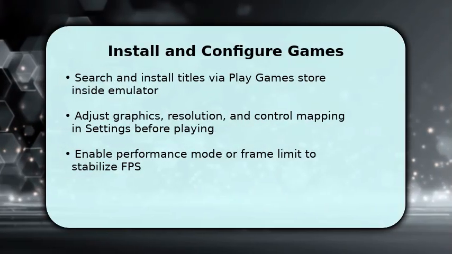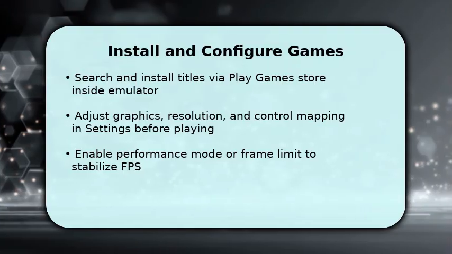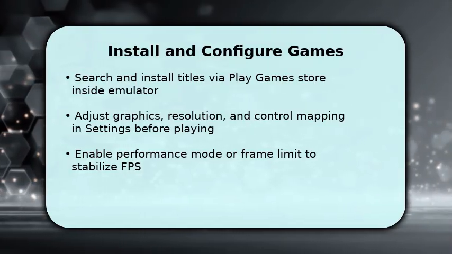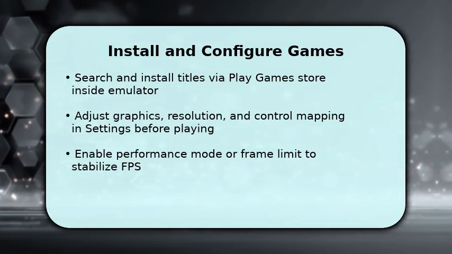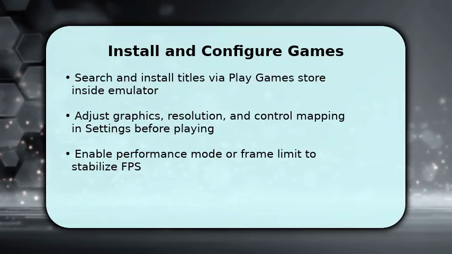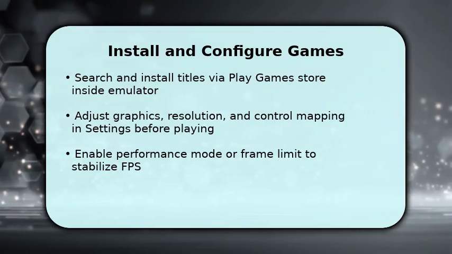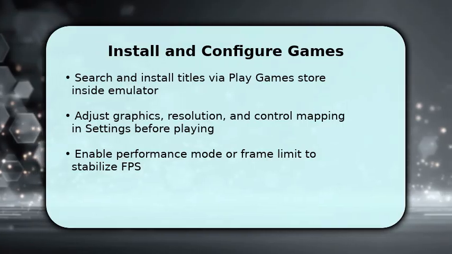Once you've installed a game, open its settings in the emulator and set resolution and refresh rate to match your monitor. That prevents scaling lag. Then map controls. Use keyboard, mouse, or controller profiles and test bindings in a safe area of the game.